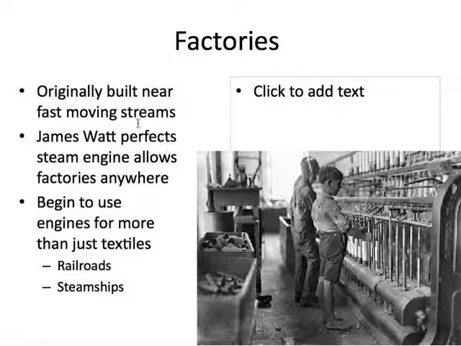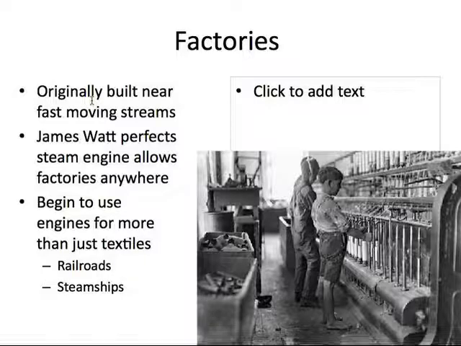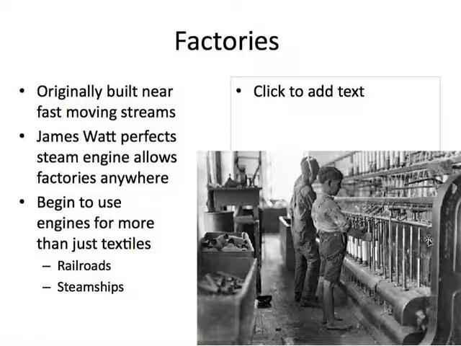Now, these factories were originally built near fast-moving streams. But when they perfect the steam engine, you no longer need to have the stream running the water wheel. You can build a steam engine, and the steam engine's piston can drive it. And this steam engine right here, this is actually driving the spinning jenny. You can see these kids are working at the spinning jenny. He's barefoot. You can tell how poor he is. And you want to hire kids because they're cheaper.